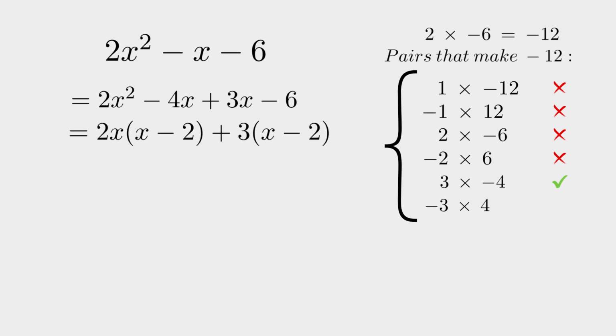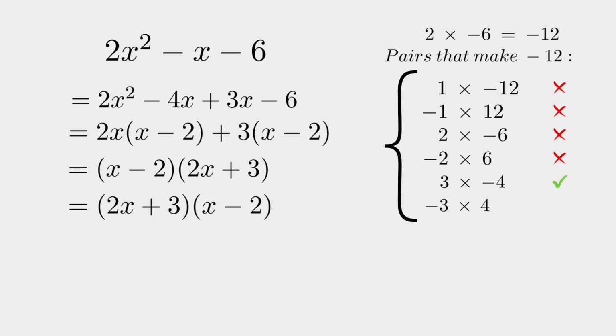Here we can see that we now have a pair of brackets that are the same. So we can factorize it further by putting the 2x and positive 3 in brackets and multiply this bracket by x minus 2, also in brackets. You can put any one of these two brackets first, it doesn't matter.